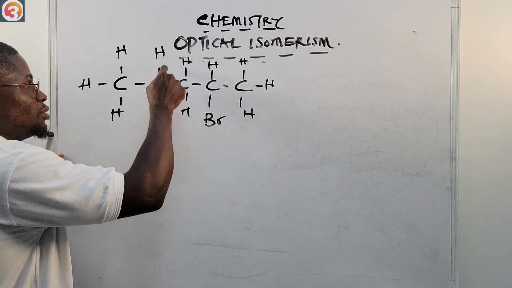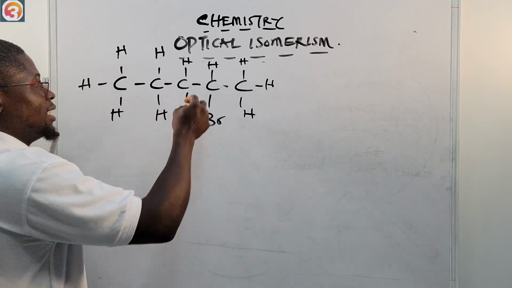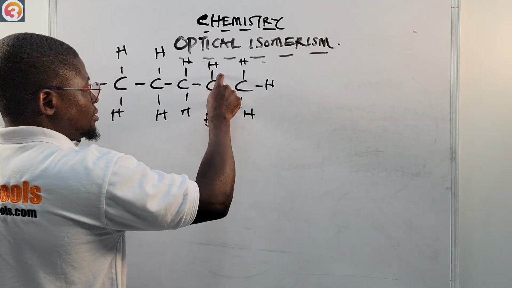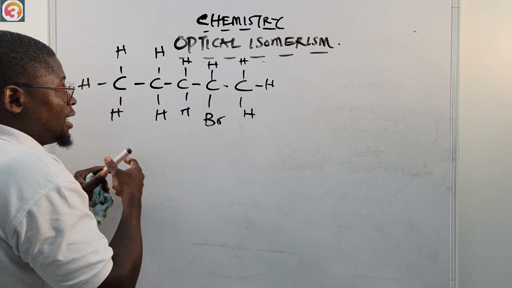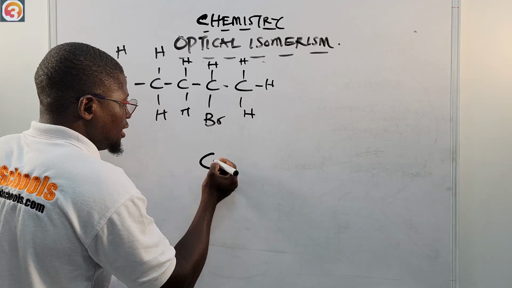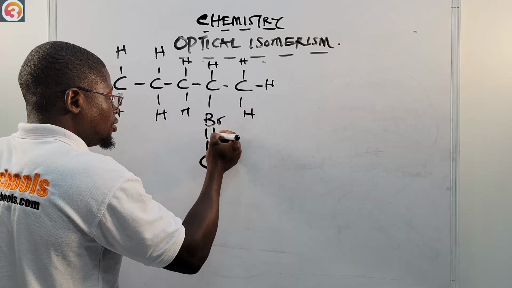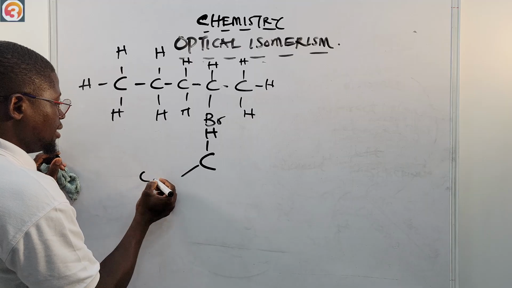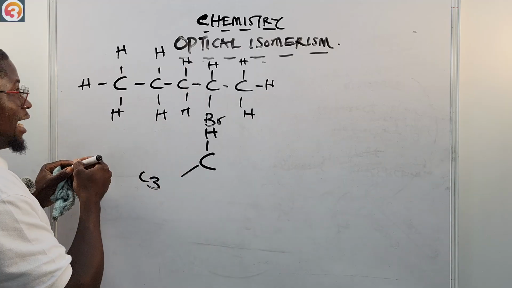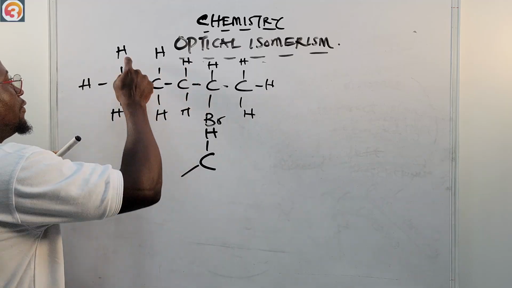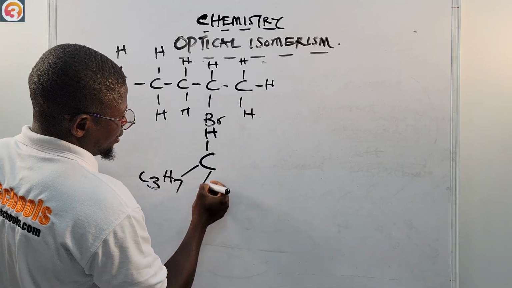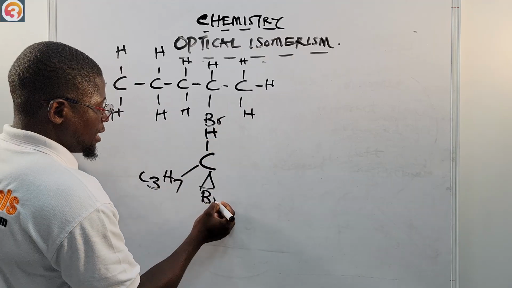Can it be this one also? It's bonded to 2 of the same group already. Can it be this also? No, it's bonded to 2 of the same group already. Can it be this? Maybe. Let us draw that out in tetrahedral form. We're going to have H, then C3H7, that is, how many carbon atoms we have here, 3, and how many atoms of hydrogen, 1, 2, 3, 4, 5, 6, 7. Then here we have Br, that's our bromine.